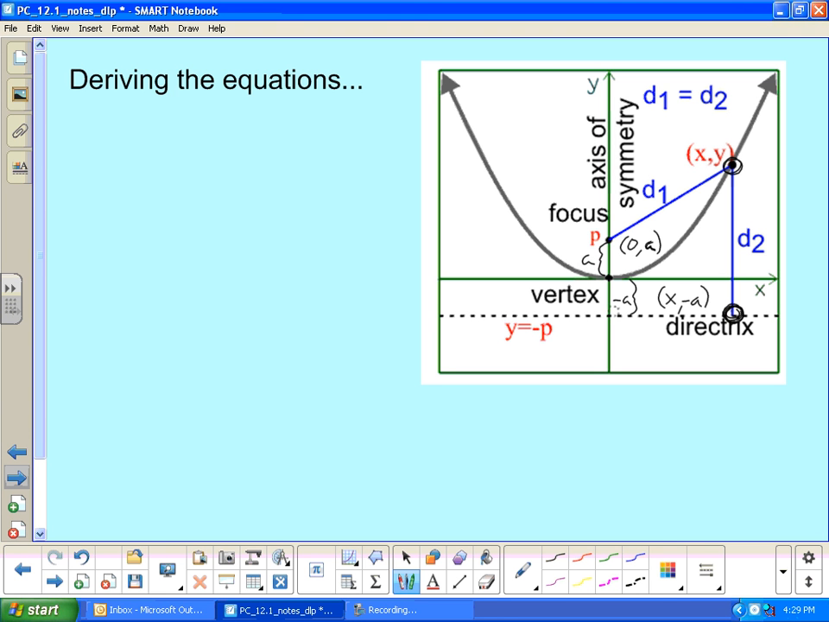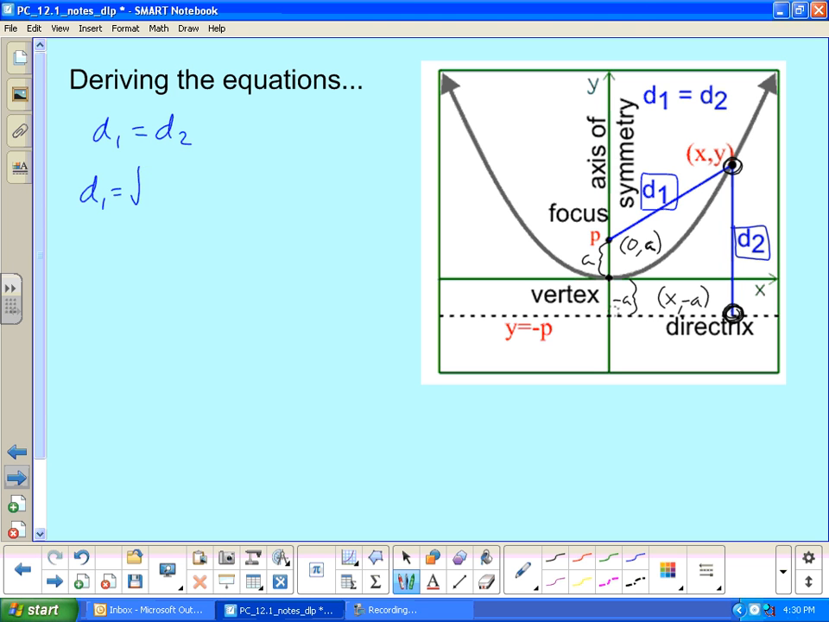All right, now that we have the coordinates of those points, let's see if we can use this to come up with where those equations we had on the previous page come from. By definition, these d1 and d2 values, the distance from the focus to a point on the graph and the distance from the directrix to that same point on the graph, have to be the same. So if we set up our equations and establish that distance 1 is equal to distance 2, let's find what each of these are.